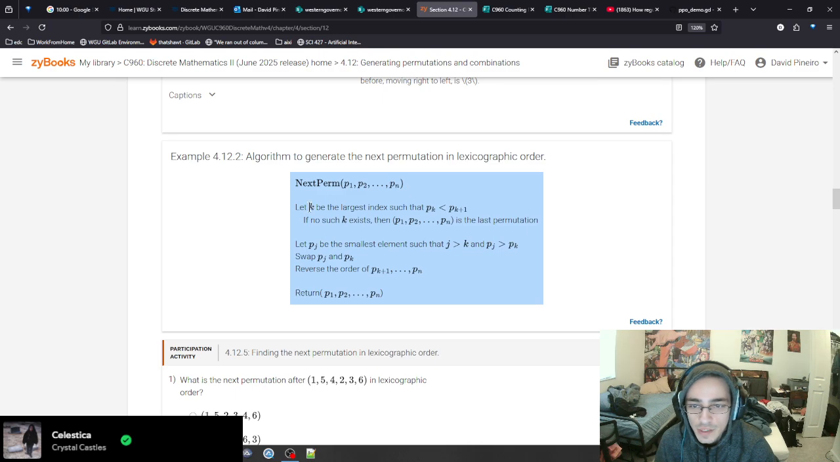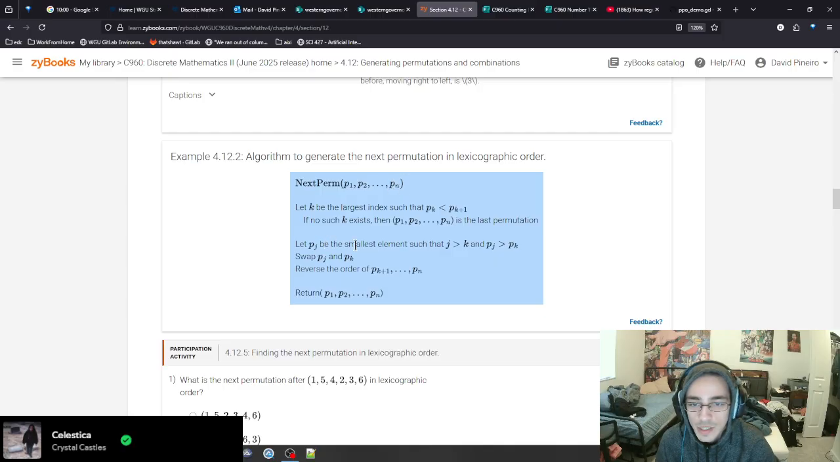So you're finding K, I guess, to be defined like this. The largest index such that the element there is smaller than the one after it. Okay. So you find the rightmost integer that is smaller than the one next to it, to the right of it. And then that's that.